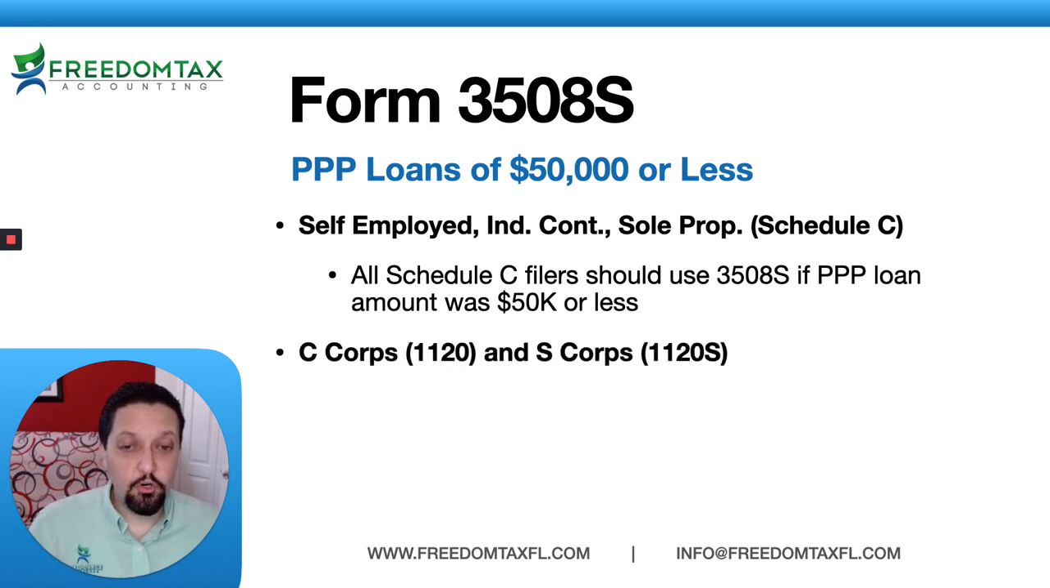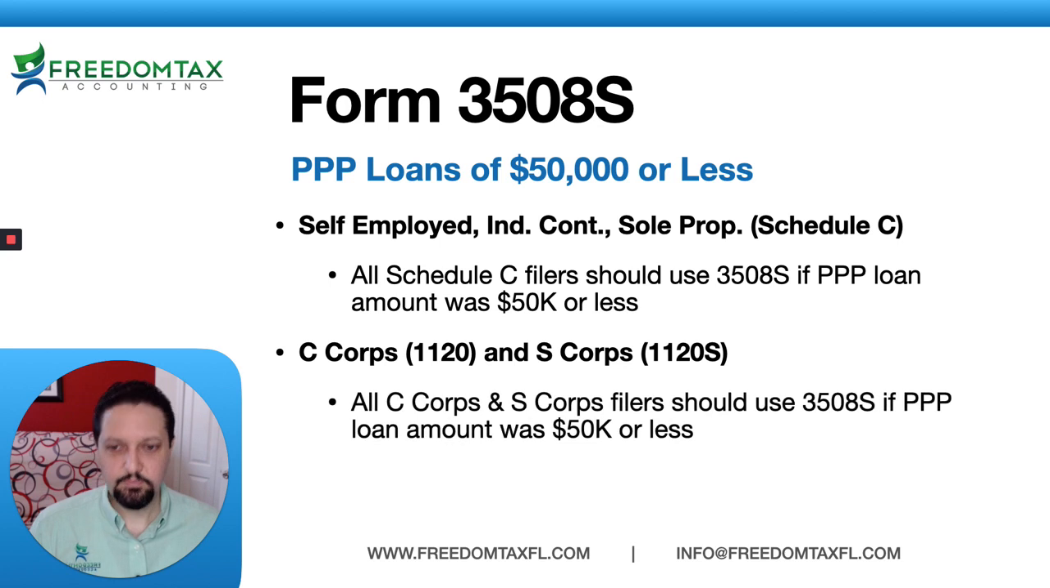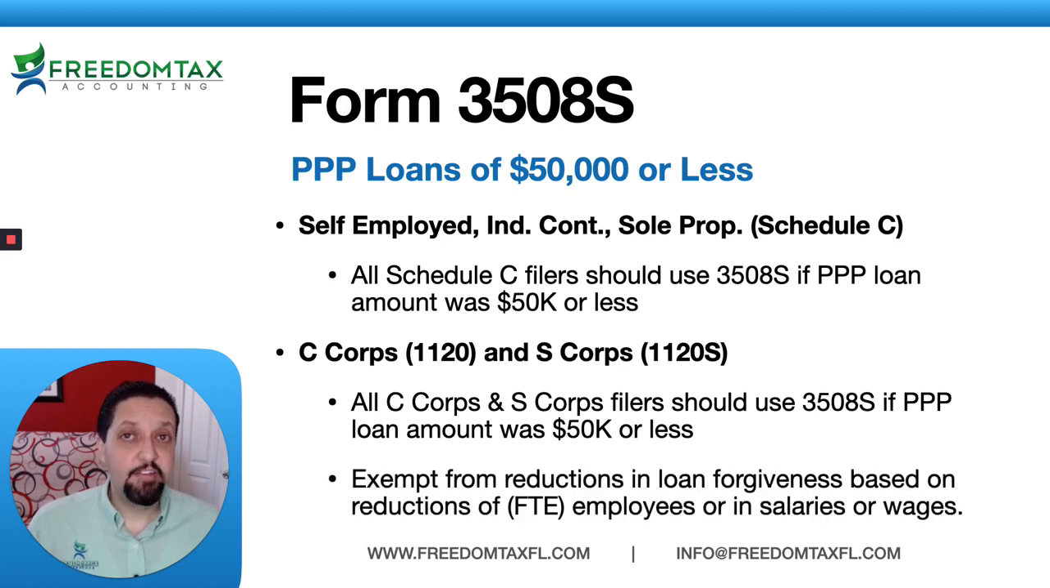If you have a C Corp or an S Corp, meaning that you file taxes with Form 1120 or Form 1120S, all C Corp and S Corp filers that got a PPP loan of $50,000 or less should use the 3508S form, okay? Even if you had payroll. Remember that if you're a C Corp or an S Corp, your PPP loan was based on your 2019 payroll, okay?